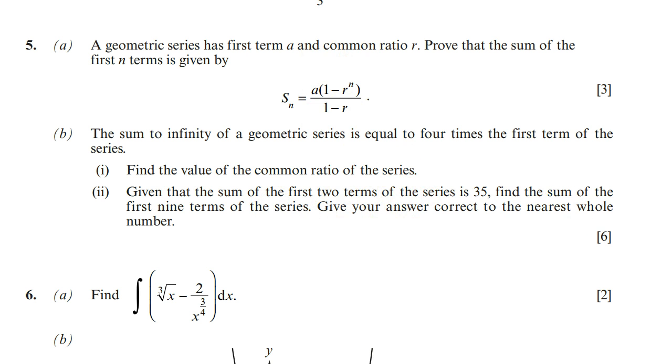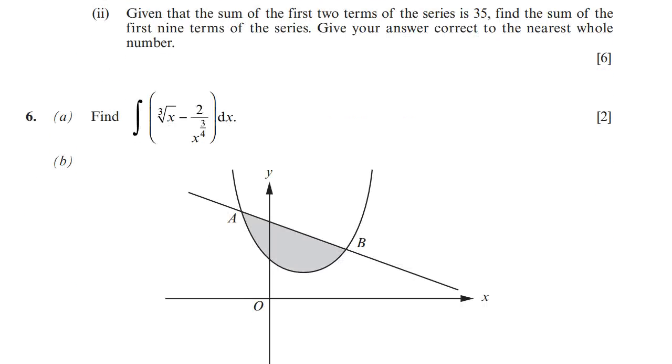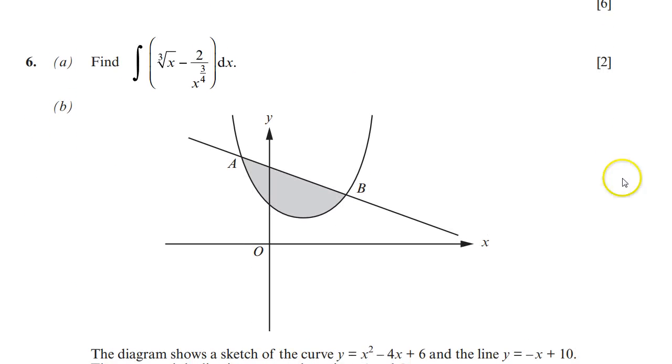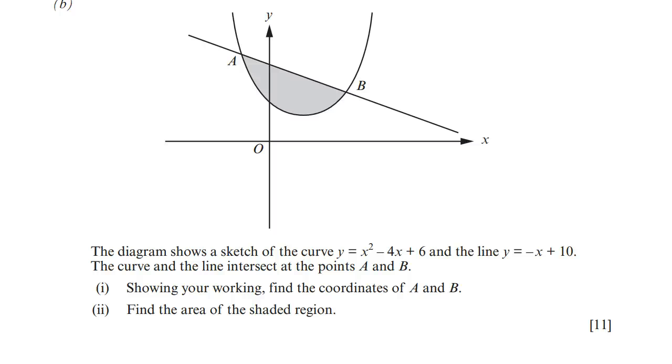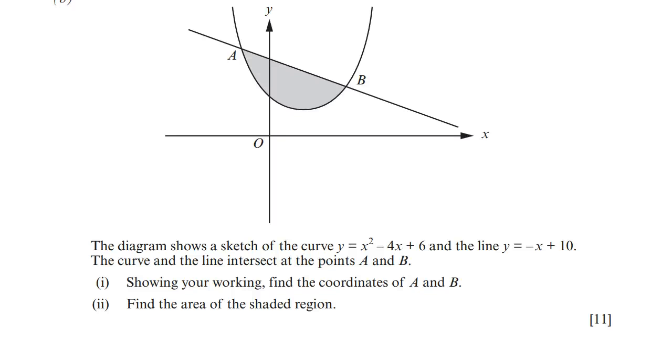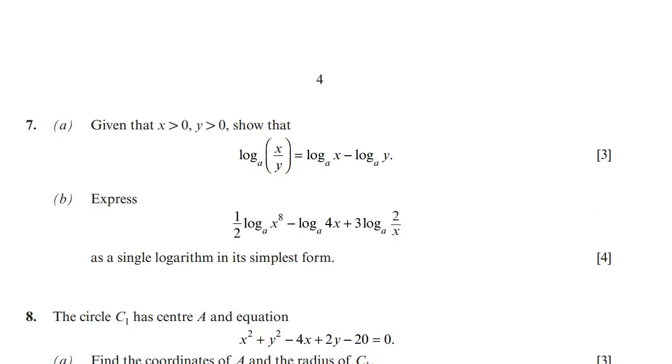So again, GPs is a fairly straightforward question. 6 is dead easy, isn't it? Just simple integration, but only 2 marks for that one. Part B is curves, quadratics and lines, and the intersection points of, and the area of the shaded region. So that's fairly user-friendly.